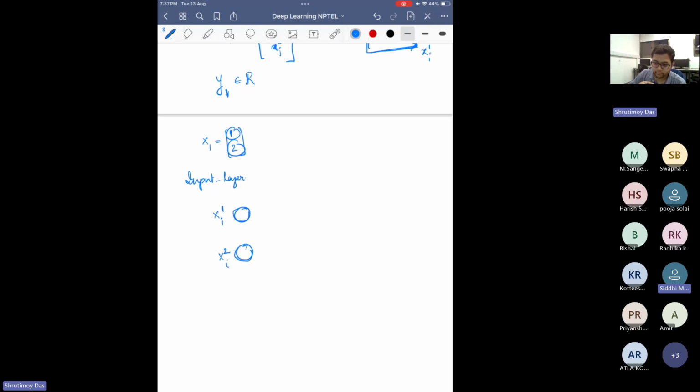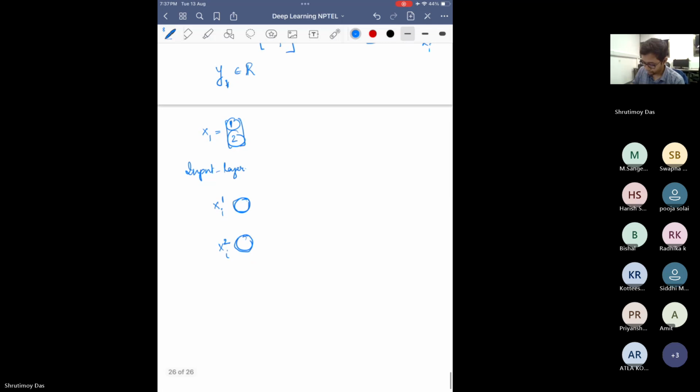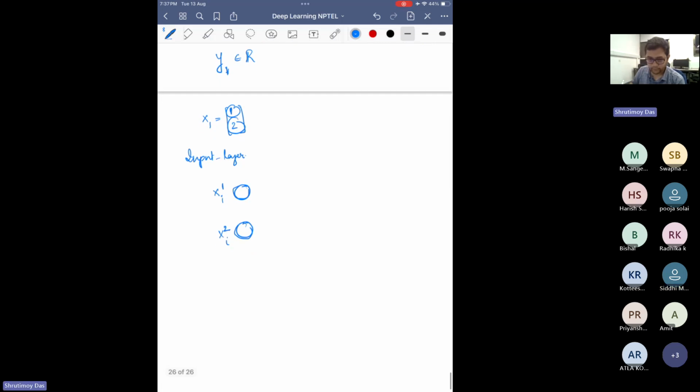Okay, dimension, understood. Correct, right? So the dimension of the points and the number of data points are different. There can be hundreds of points, but if each data point is two-dimensional, the input layer will have two neurons. That's clear, right? Yes. Okay, good.